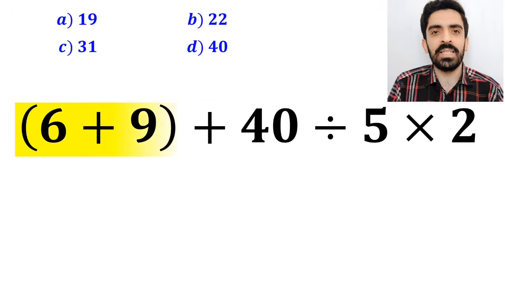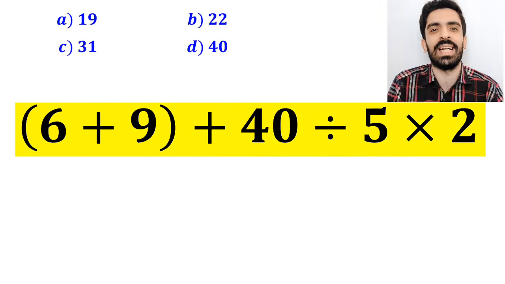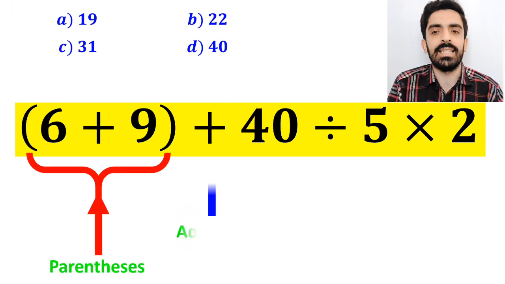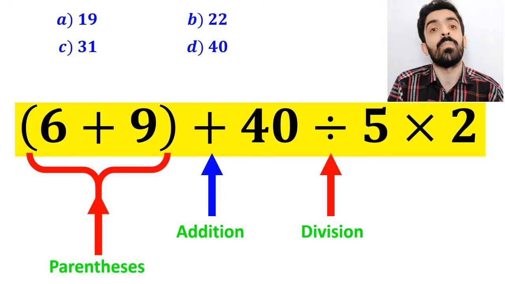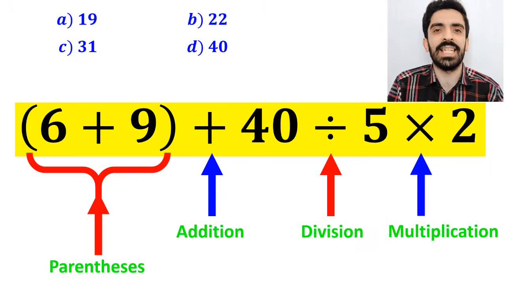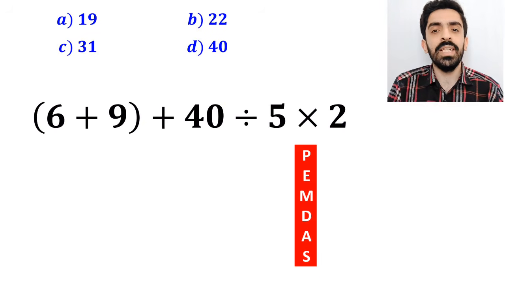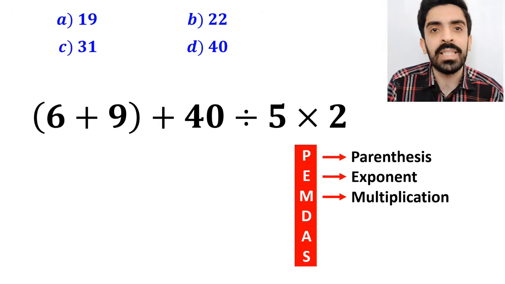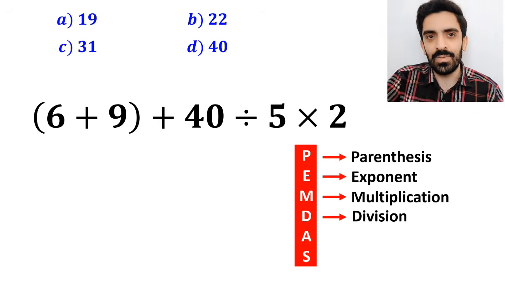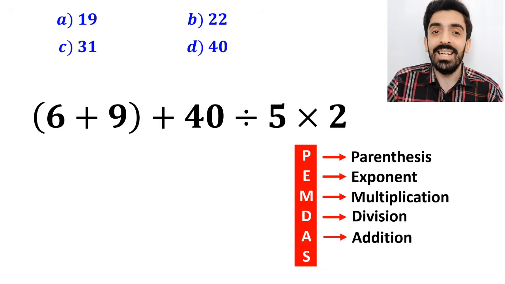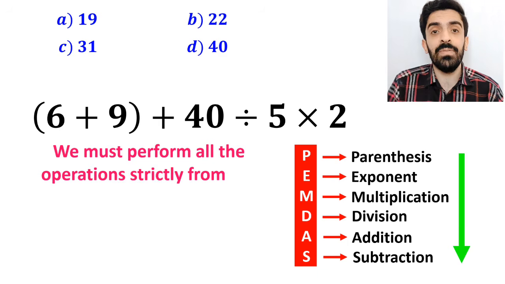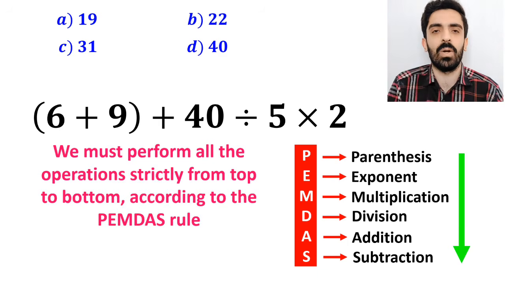Alright, now let's go step by step together and show you how to solve this expression correctly. As you can see on the screen, in this expression, first we have parentheses, then an addition sign, followed by a division, and finally a multiplication. To solve this question, we need to follow the PEMDAS rule step by step. In this rule, P stands for parentheses, E stands for exponent, M stands for multiplication, D stands for division, A stands for addition, and S stands for subtraction. We must perform all the operations strictly from top to bottom according to the PEMDAS rule.